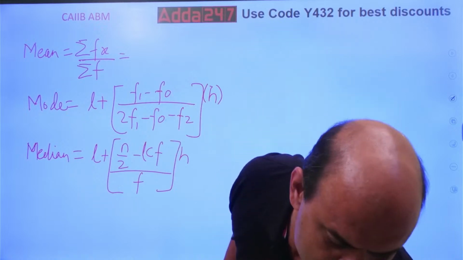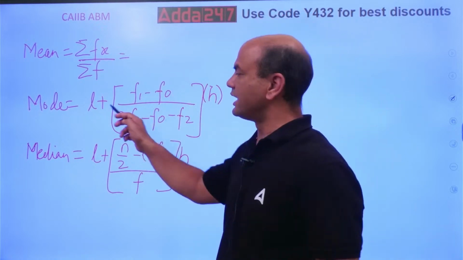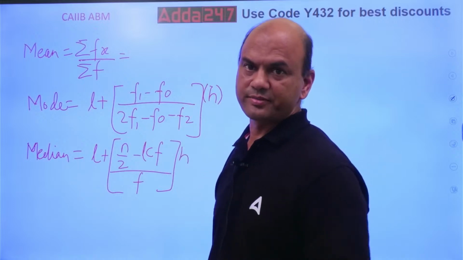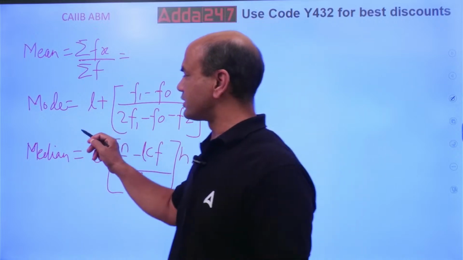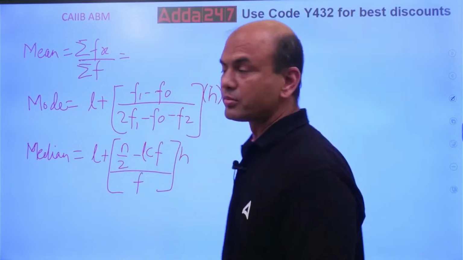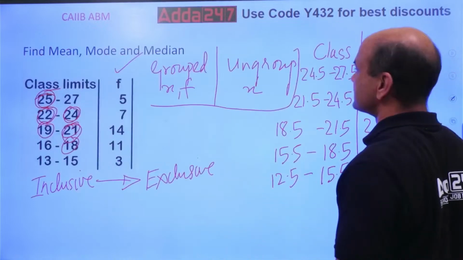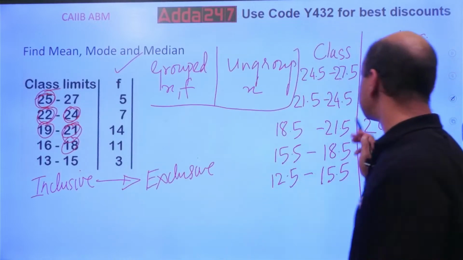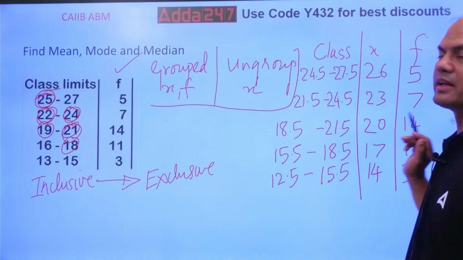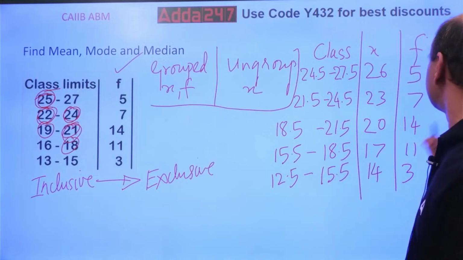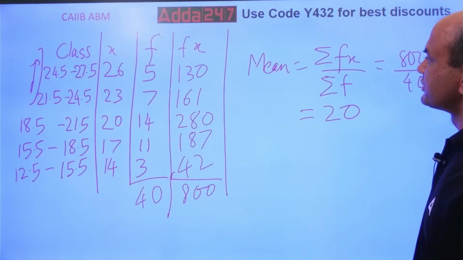What is all this? L means what? L means the lower level of the modal class. Here, first you have to find out the modal class. What is the modal class? Now that you will have to search first. Modal class means that class which has the highest frequency. You can do it there also.